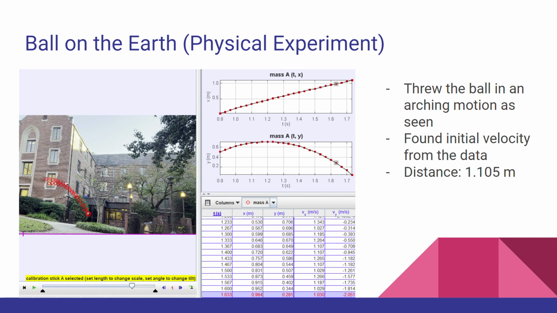So here's the physical experiment. You can see I filmed it outside my dorm building. Shout out Smith. So basically, you can see the arc there. It's not a very hard throw. I kind of just tossed it up in the air a little bit just to get the nice arcing pattern. And you can see all the data right there from the tracking. And really, what I was mostly concerned with here is the initial velocity, which I just showed in the last slide, and then the final distance in the x-axis traveled, which is 1.105 meters.